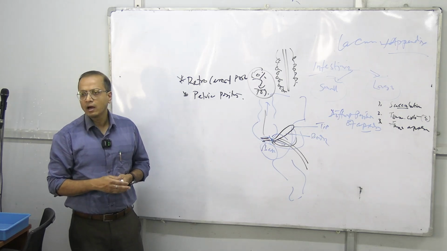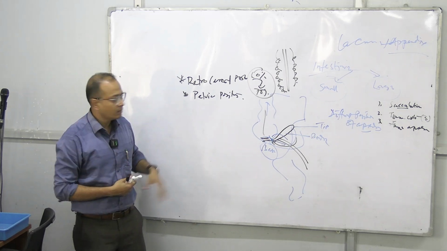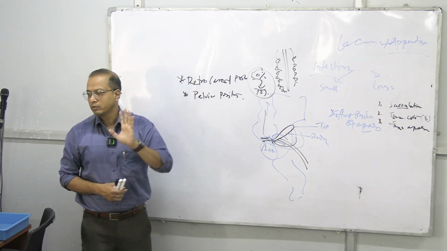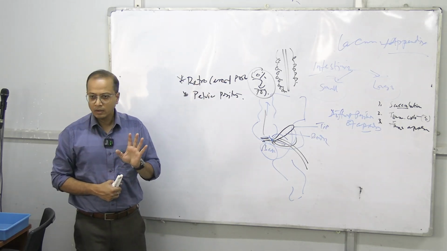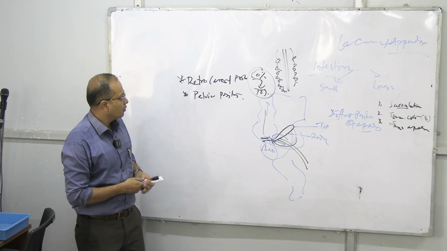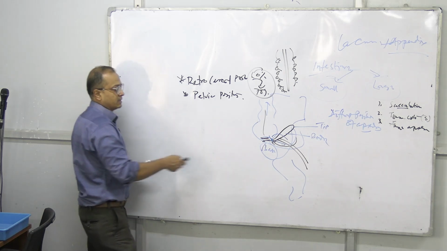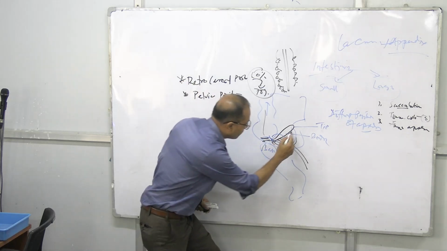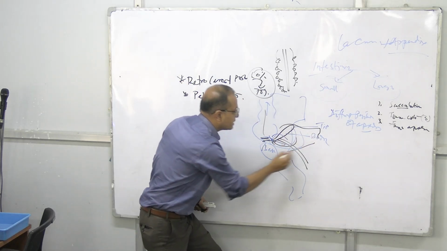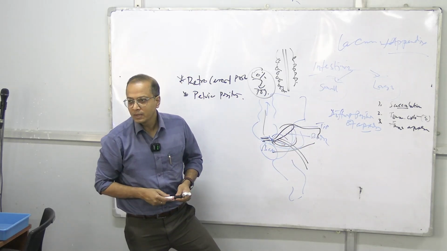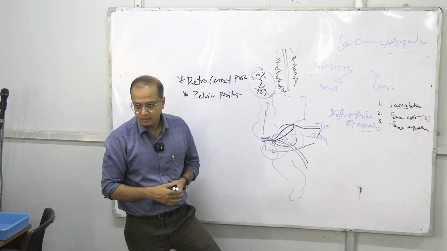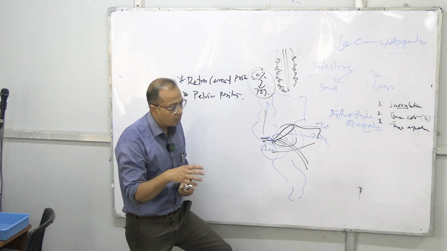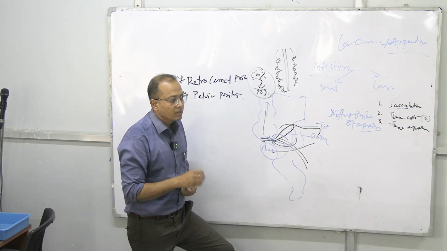Clear or not? There are other positions of this appendix also, but this retrocecal is the position that we have to remember. Clear or not? Now, coming to this appendix, it is a kind of blind pouch, covered by a strip of mesentery, which we call the mesoappendix. This appendix is covered with this peritoneal fold, the mesoappendix.